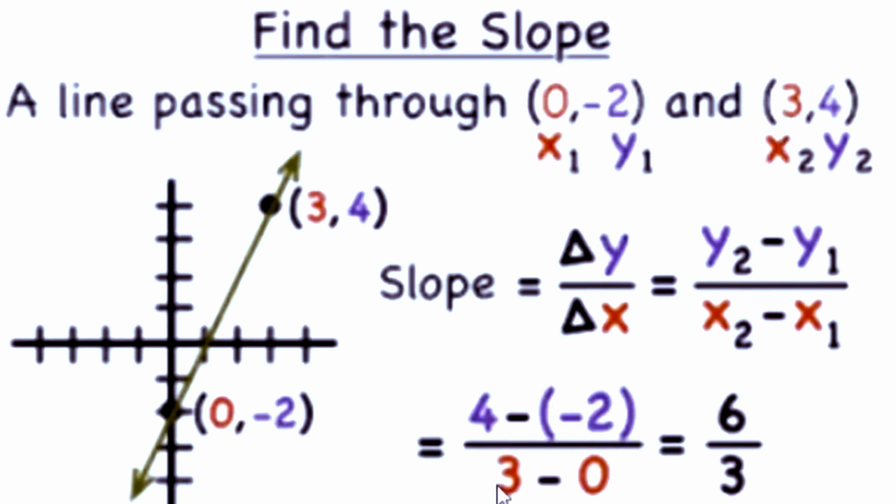So we're going to write down 3 here where X2 belongs. And then X1 is 0. So we're going to write down 0 here where X1 belongs. The formula is telling us that we need to be subtracting both values. So 3 minus 0 is 3. And now we have our slope, 6/3, which is 2.